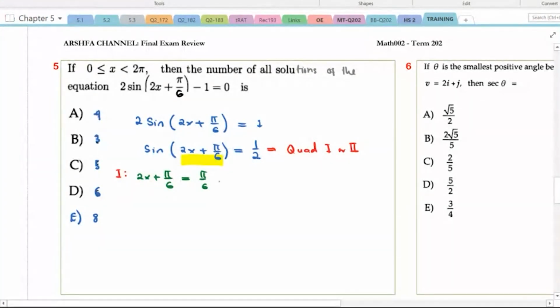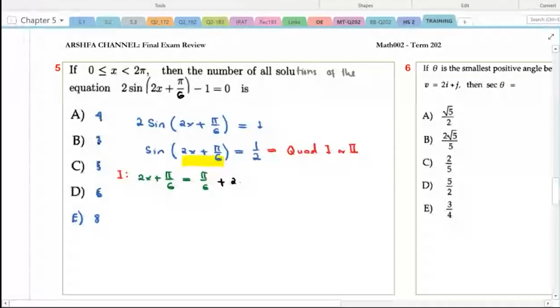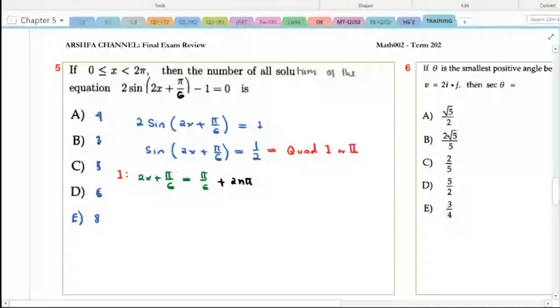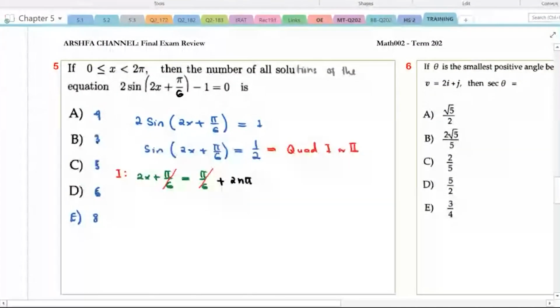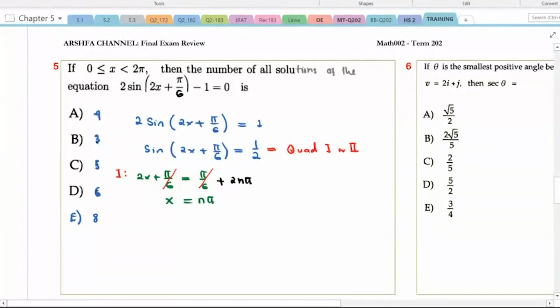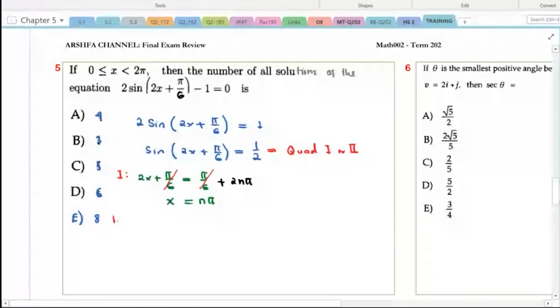Now for the general solution, we say we have 2n pi. Why do we introduce the general solution? Because we have multiple angles here. Now let us simplify, gentlemen. You see pi over 6, we cancel with pi over 6. So we can directly divide both sides by 2. So here we can say x is equal to n pi. And gentlemen, that is one set of solutions. Let's go to the next quadrant now.